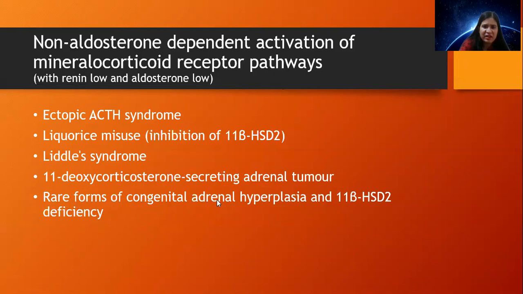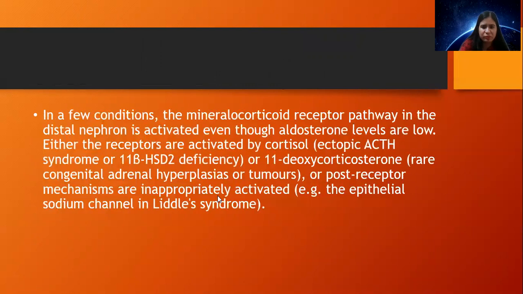A rare form of congenital adrenal hyperplasia and 11-beta HSD2 deficiency. In this also, congenital adrenal hyperplasia, there is activation of mineralocorticoid receptor pathways. The distal nephron is activated even though aldosterone levels are low. The receptors are activated by cortisol, as in ectopic ACTH syndrome, or 11-beta HSD2 deficiency, or 11-deoxycorticosterone tumors, or post-receptor mechanisms like the epithelial sodium channels and Liddle syndrome. This we have discussed in the previous slide. Just a recap of it.